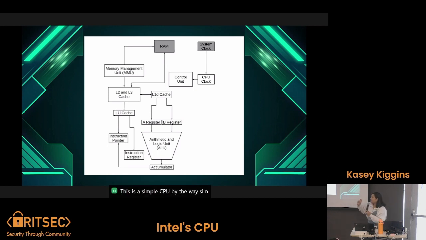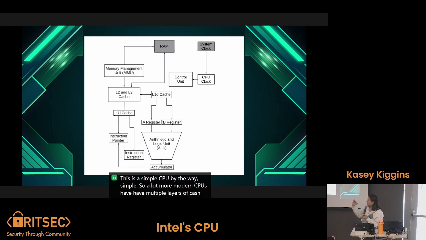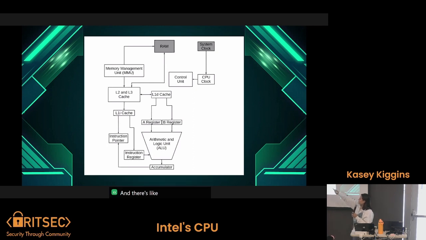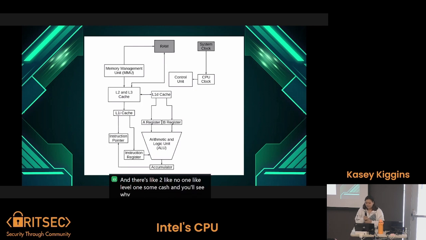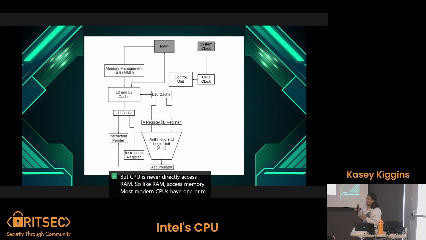This is a simple CPU, by the way. A lot of modern CPUs have multiple layers of cache, and there are two level 1 caches, and you'll see why in a second. But CPUs never directly access RAM, random access memory. Most modern CPUs have one or more layers of cache because of this.